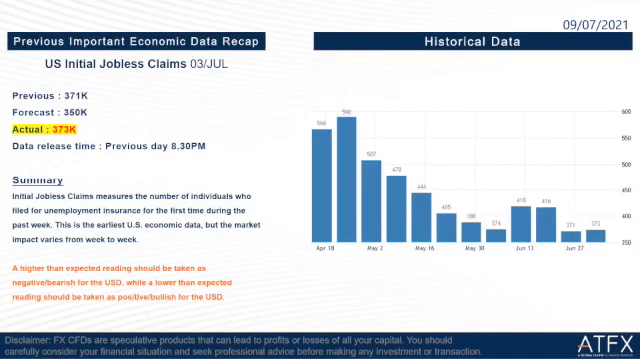Now let's take a recap on our previous important economic data. The first one is U.S. initial jobless claims, 3rd July. The previous is 371K and the forecast is 350K. I mean, K is thousand. The actual is 373,000, which is higher than the forecast. A higher than expected reading should be taken as negative or bearish for the US dollar. So for last night, the US index went down.